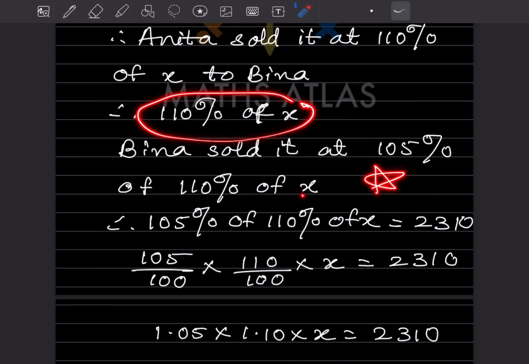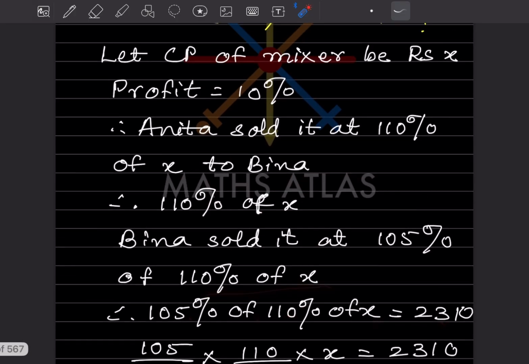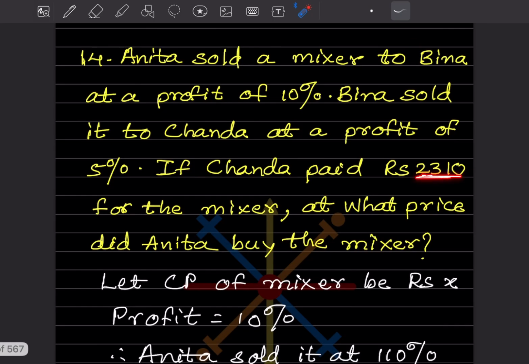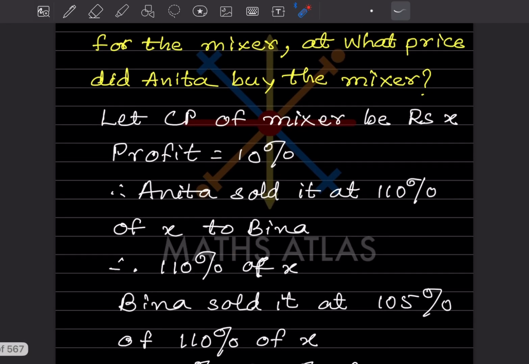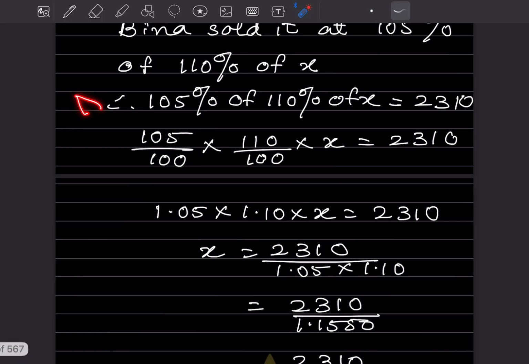So this step is important. So 105% of 110% of X is 2310, that is given. Chanda paid 2310. So this is important: whenever there is a percentage, you have to divide by 100, and 'of' means multiplication. X is equal to this one. So this is going to be 1.05, and this will be 1.10 after simplifying.